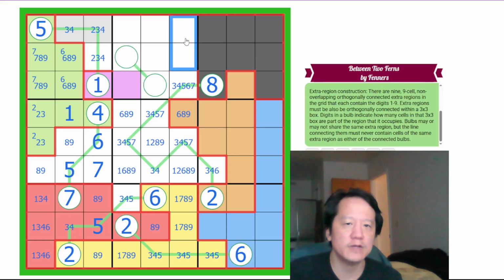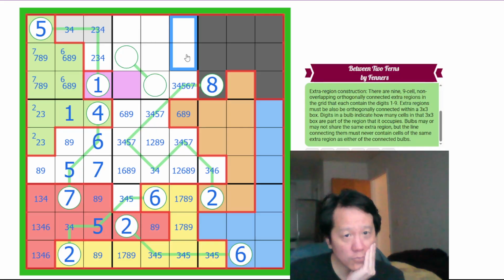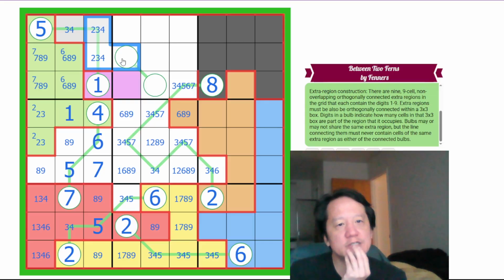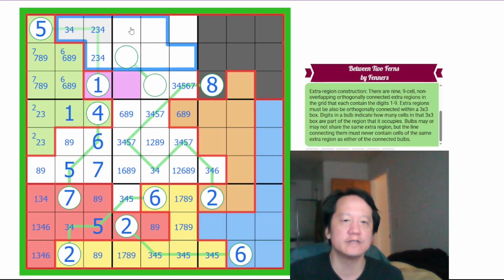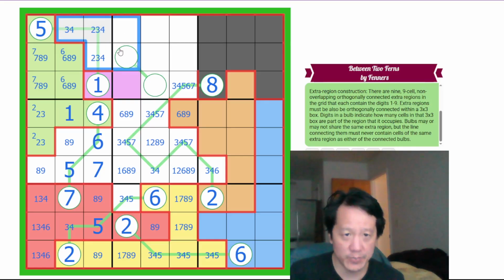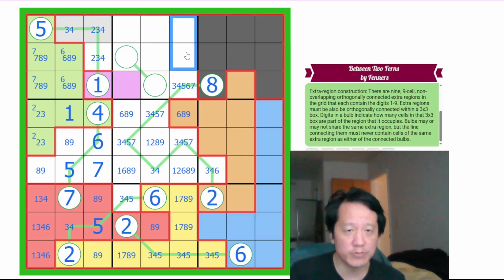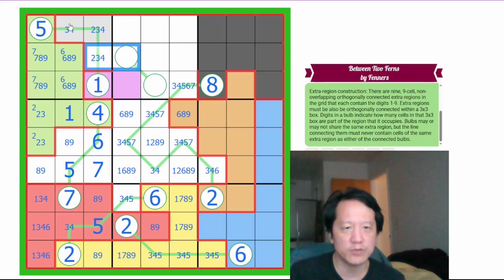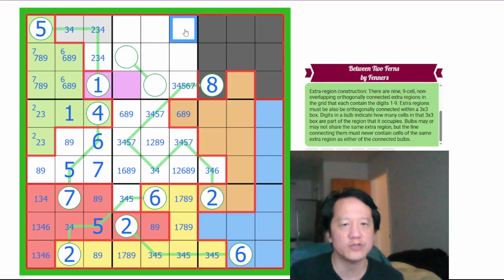So one of the dark has to be here. Can this be part of this region is kind of the question. 1, 2, 3, 4, 5, 6, 7, 8. And the answer is no. So the light region has to get out somewhere. And it cannot be part of this, because then that would be too few. If we are part of this region, we have 1, 2, 3, 4, 5, 6, 7, 8. But then one of these must be dark.